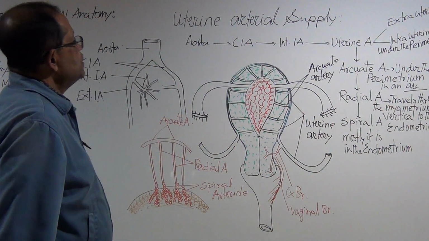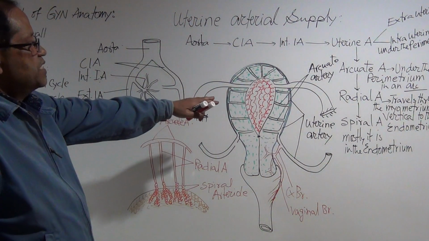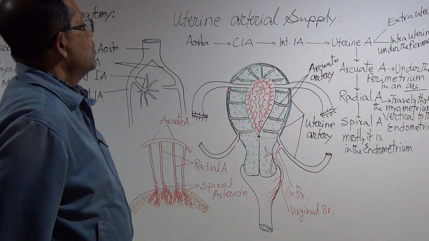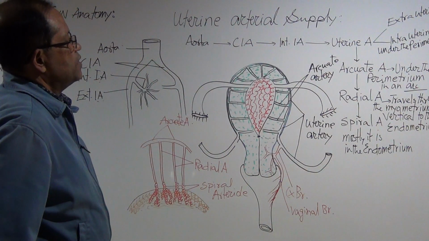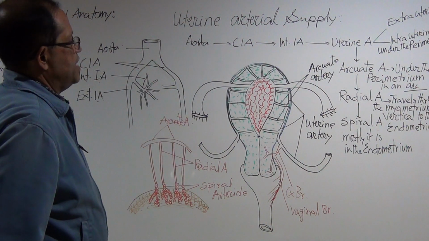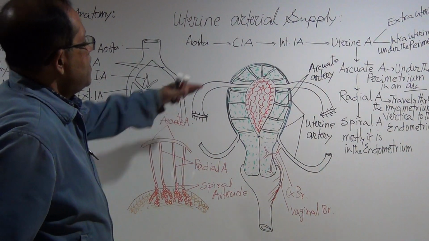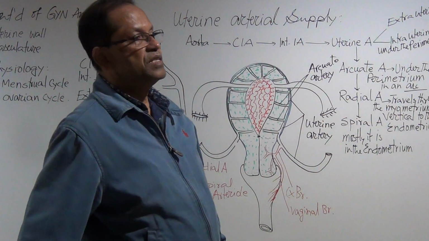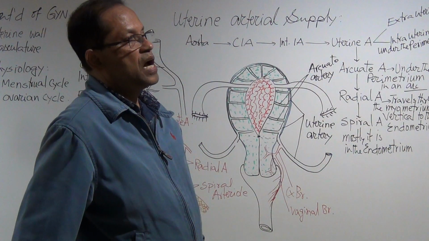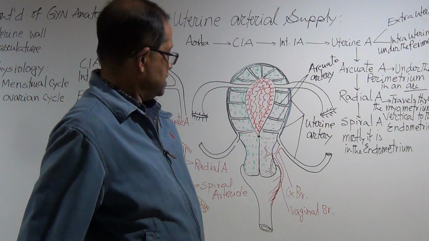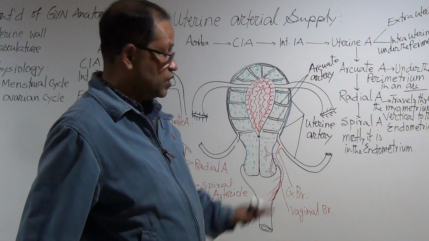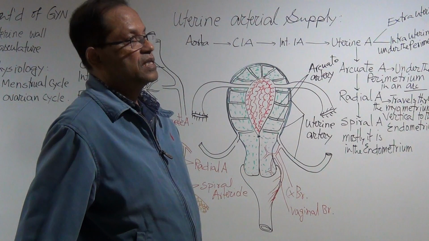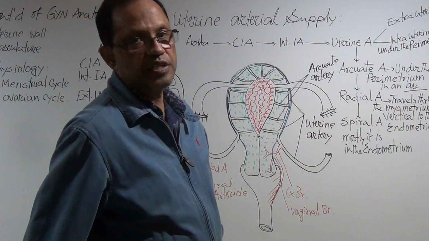Okay? So, venous drainage will be the same way, in reverse, with the name change. Instead of artery, it would be vein. And finally, it drains blood into the IVC. For the ovary, it is a little different. We will discuss the ovarian venous return.